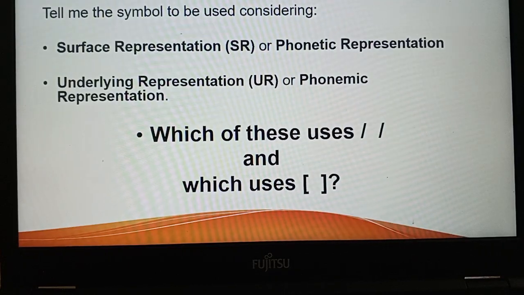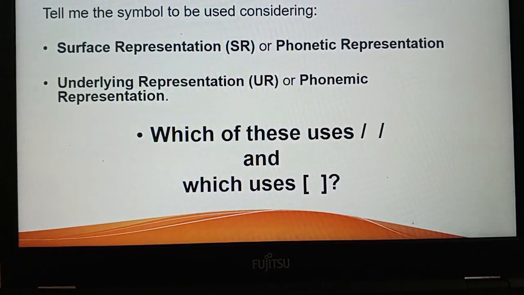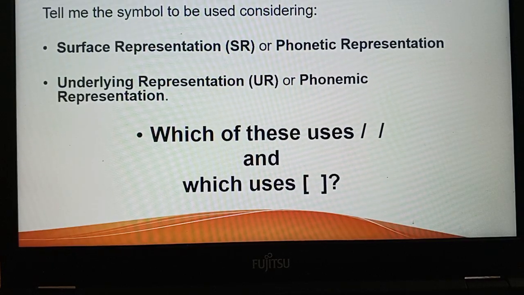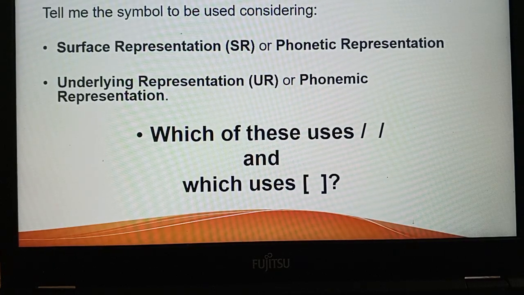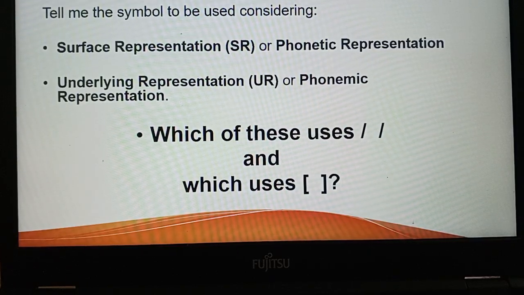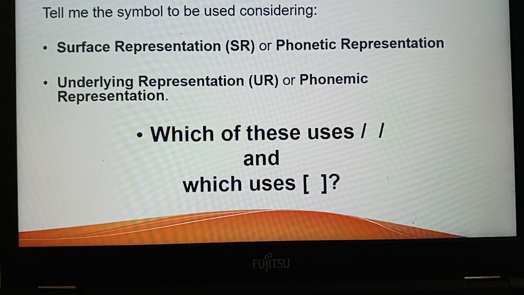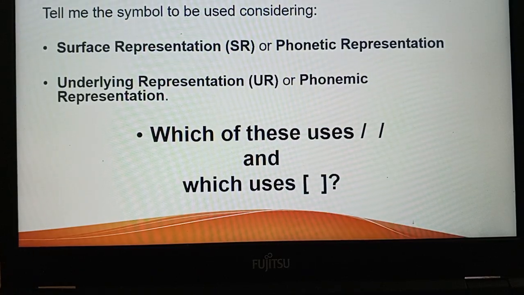We have here a pair of slashes. We have here brackets. So which do you think would use the slash? Will it be the phone or the phoneme? Yes, it would be the phoneme. Now, phones will just be placed inside brackets. So don't forget that phonetic representation is also called the surface representation of sounds, while phonemic representation would be called the underlying representation of a sound.